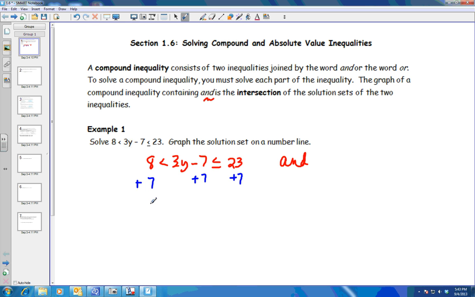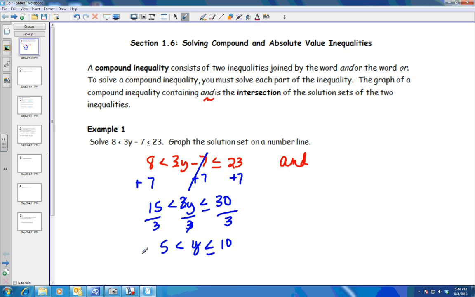Now when I do that, 8 plus 7 is 15, is less than 3y, those cancel, is less than or equal to 30. I'm still solving for y, so I need to get rid of this 3. That's 3 times y, so I need to divide everything by 3. So 15 divided by 3 is 5, is less than, these 3's cancel, and I have y is less than or equal to 30 divided by 3, 10.